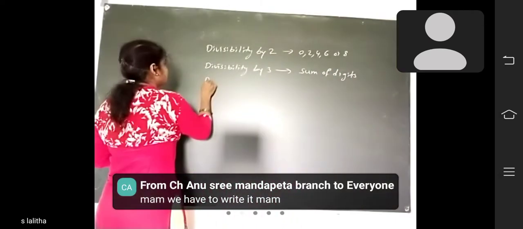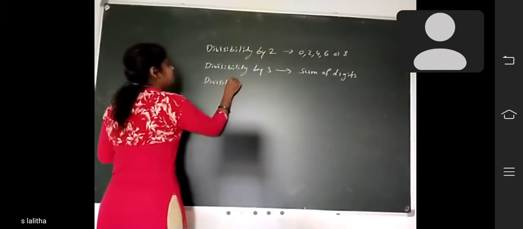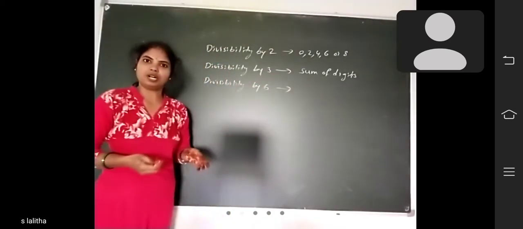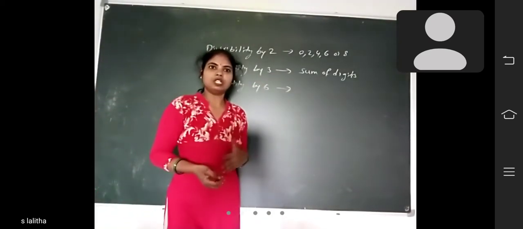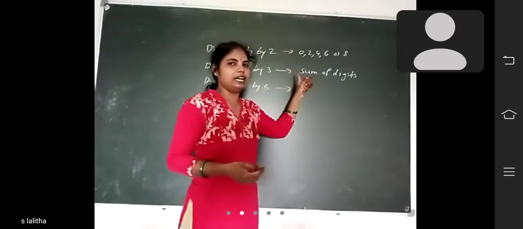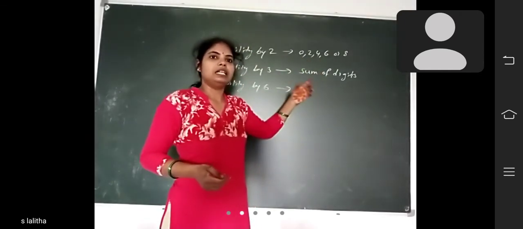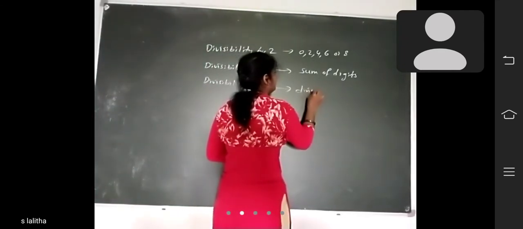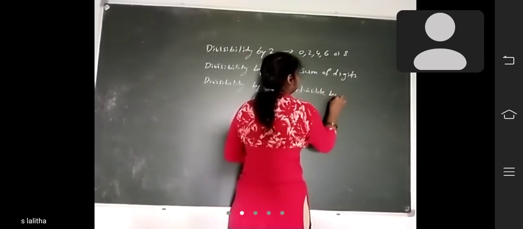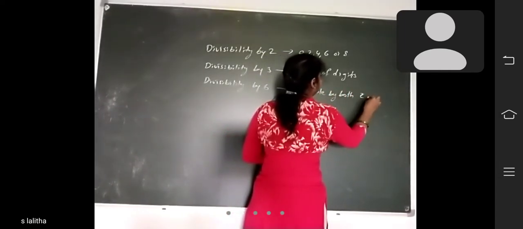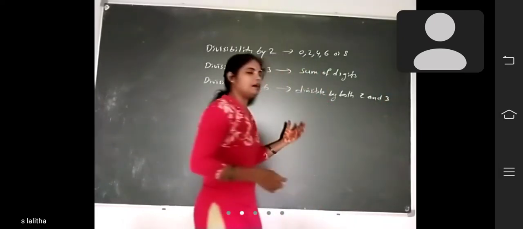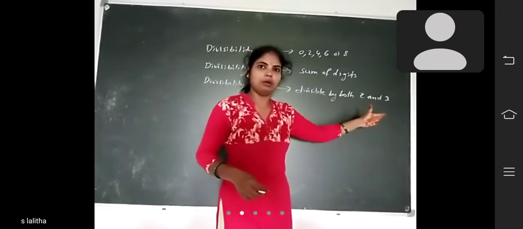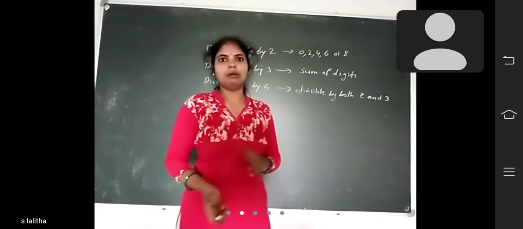And next, another one, divisibility by 6. What is the rule? If the number is divisible by both 2 and 3, then that number is divisible by 6. If the number is divisible by 2 but not divisible by 3, then that number is not divisible by 6.